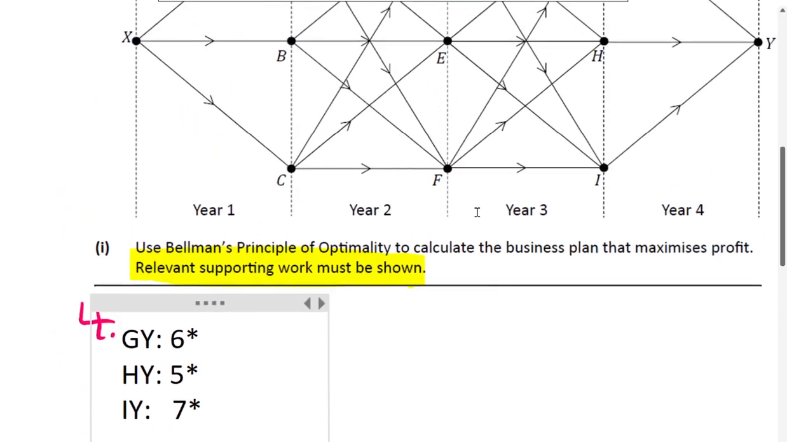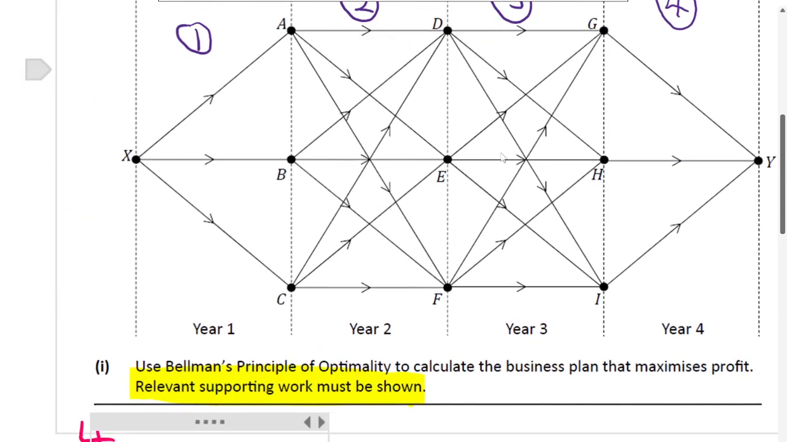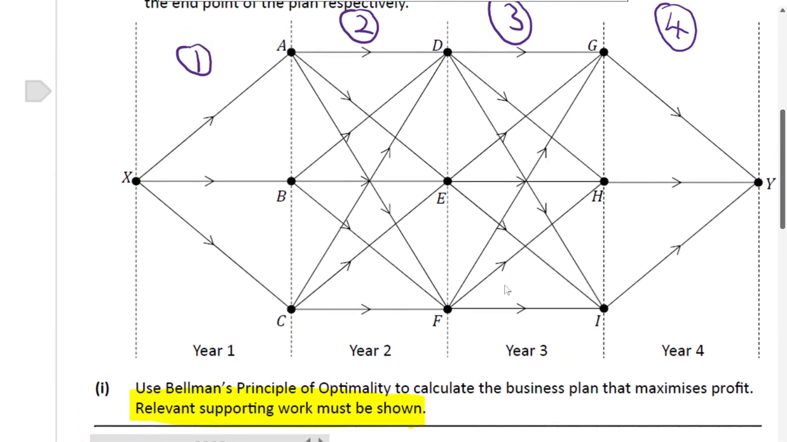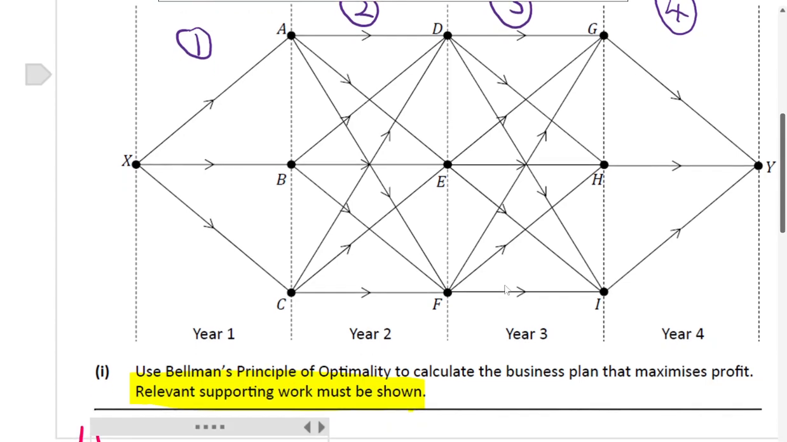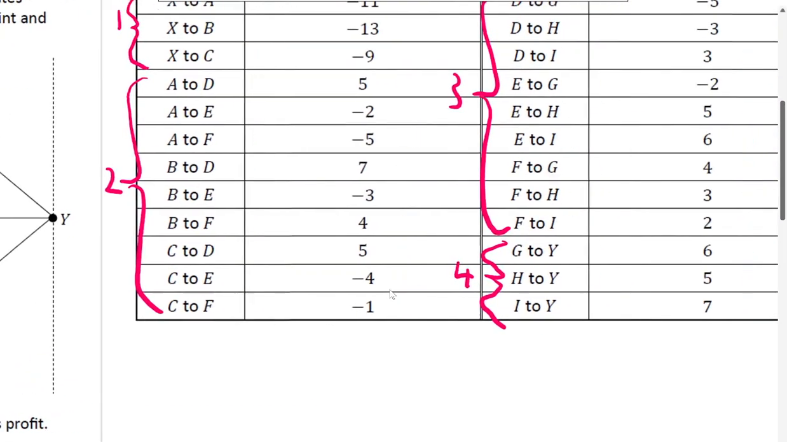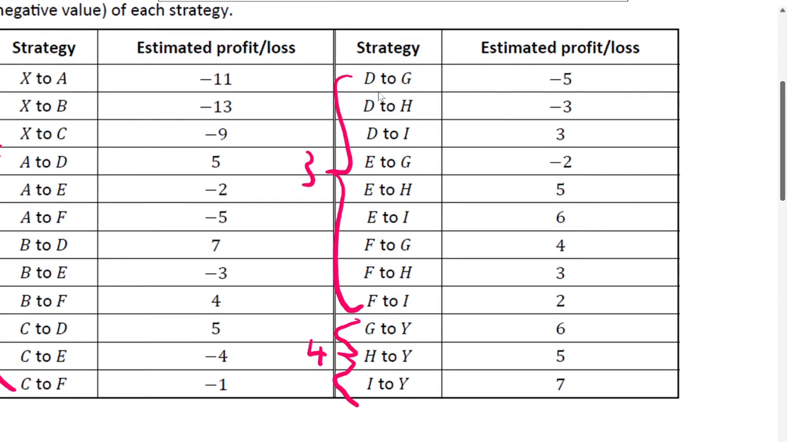Now let's just make sure. Stage 3, we've got 1, 2, 3, 4, 5, 6, 7, 8, 9 paths. So we need to look at DG, DH, DI, EG, EH, EI. So we need to go here. And let's look at the D ones in stage 3, which we've kind of put a bracket around there. DG, DH, DI. So we'll just write these ones out and then we'll figure out what to do with them.